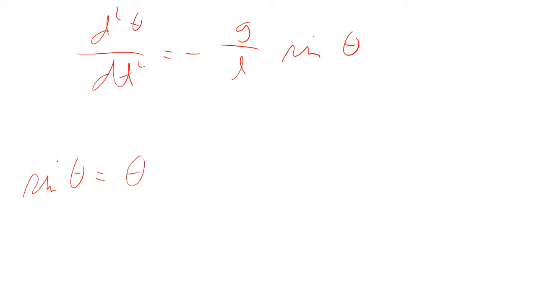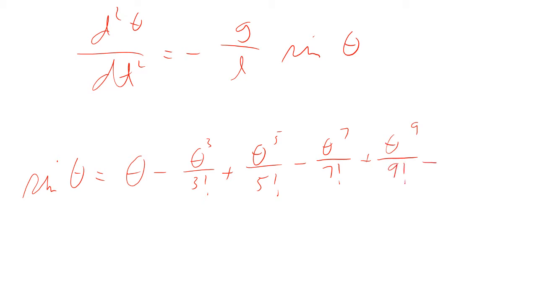So it's equal to theta minus theta cubed over 3 factorial plus theta to the 5th over 5 factorial minus theta to the 7th over 7 factorial plus theta to the 9th over 9 factorial minus theta to the 11th over 11 factorial, etc. It goes on forever. The only thing is, it's always the odd terms here. And now, this expansion only works if theta is in radians. Well, let's think about it.